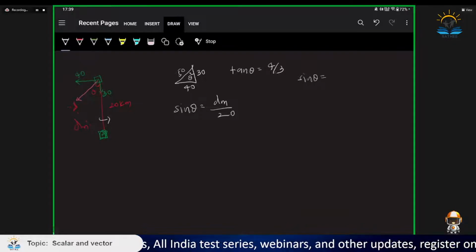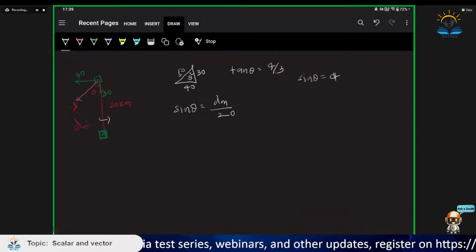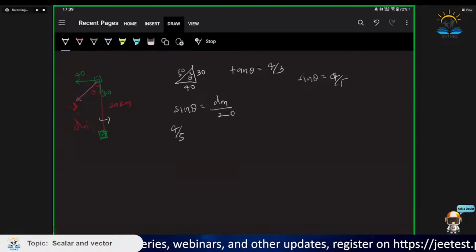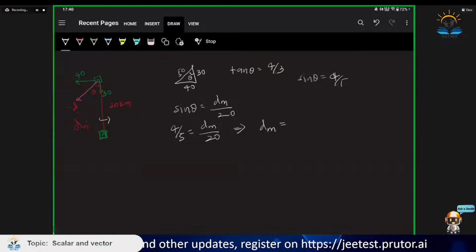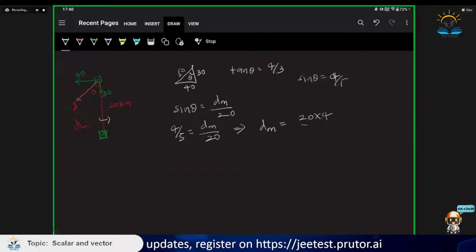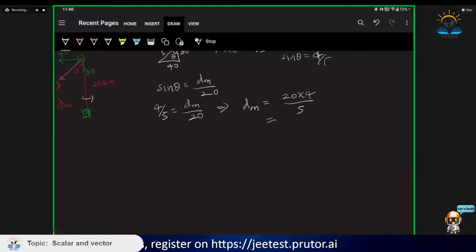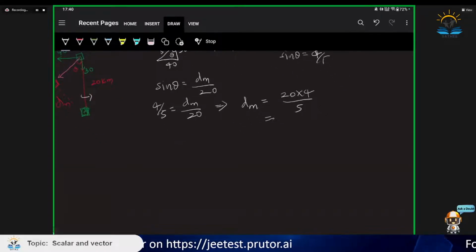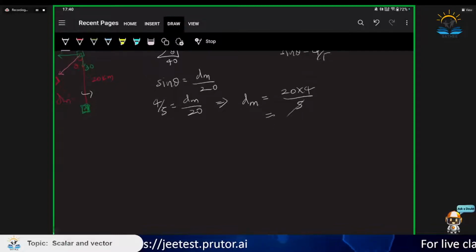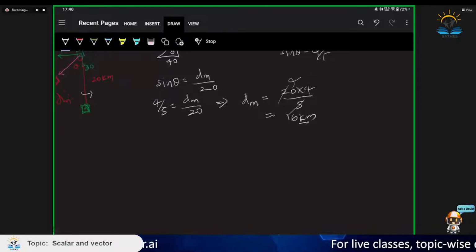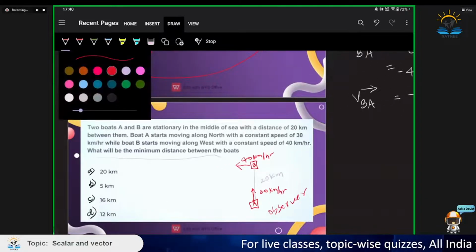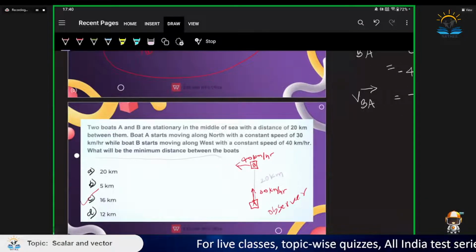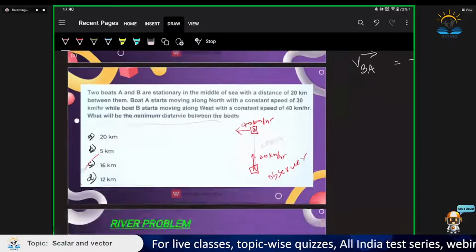From this triangle sin theta will be how much? Sin theta will be 4 by 5. So 4 by 5 equal to dm by 20, or minimum distance dm will be 20 into 4 divided by 5, that is 80 by 5. 80 by 5 how much? Or we can solve like this now. 4, 4 into 4. 16 kilometer will be the minimum distance. So which option? Option C will be the correct answer. That is 16 kilometer.